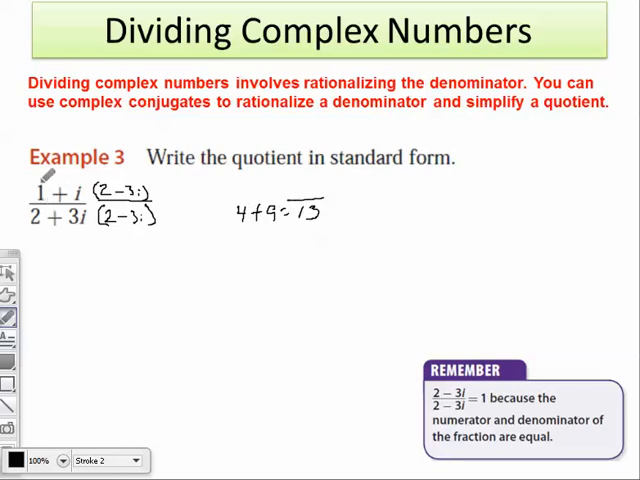On the numerator, I need to use the FOIL method. 1 times 2 is 2. 1 times negative 3i is minus 3i.